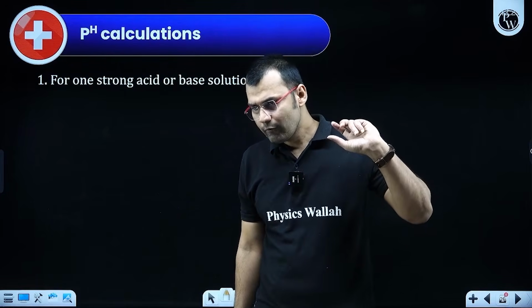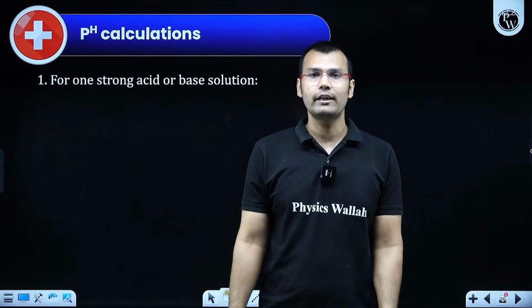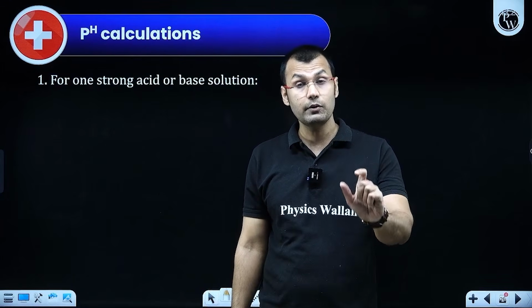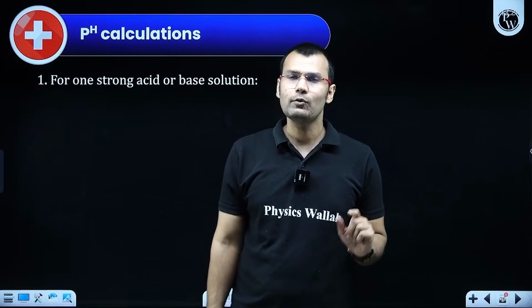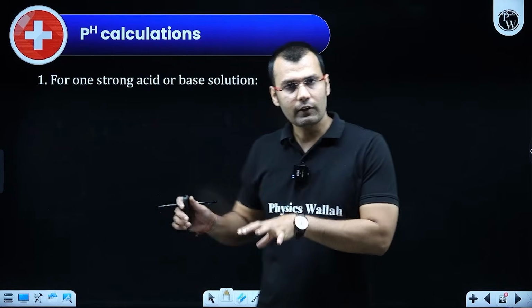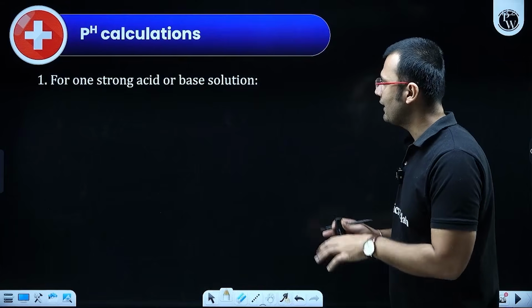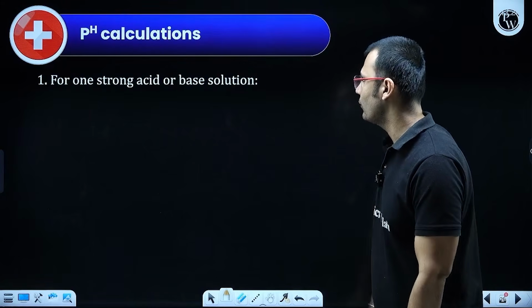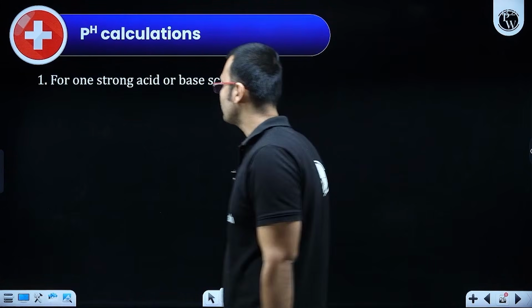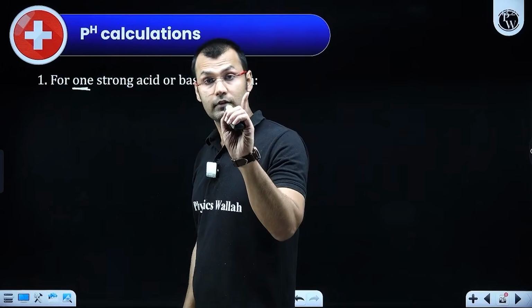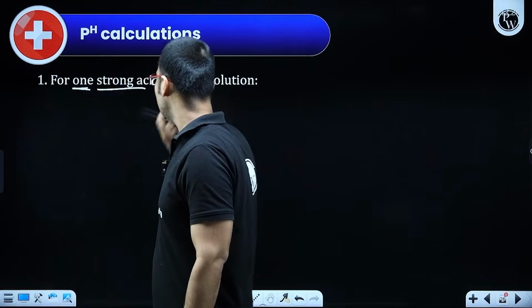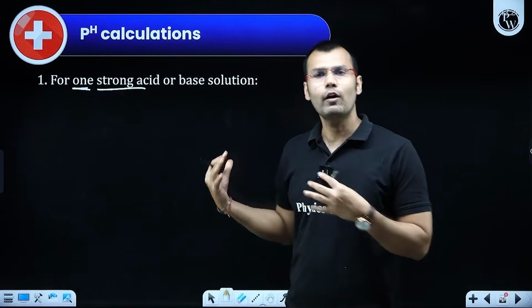So for whatever type of solution you have to calculate the pH, first try to identify the nature of the solution, and then according to that you can calculate the pH. We will talk here case by case, and our first case of pH calculation will be when we have exactly one strong acid or one strong base solution.